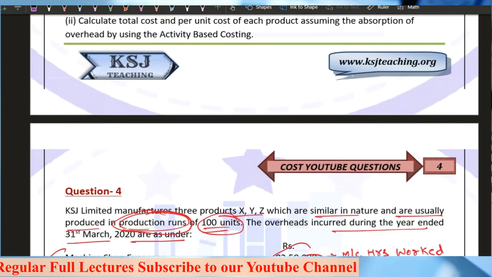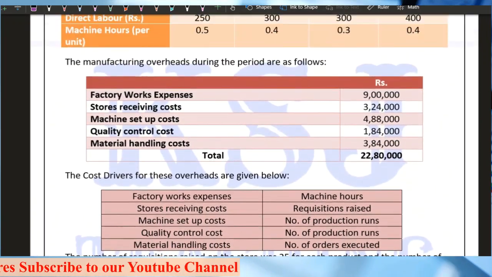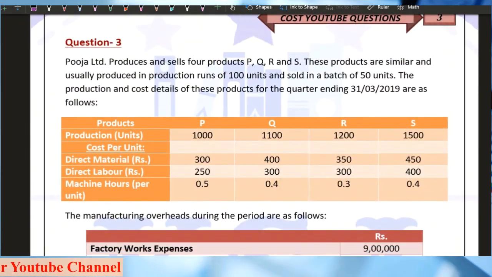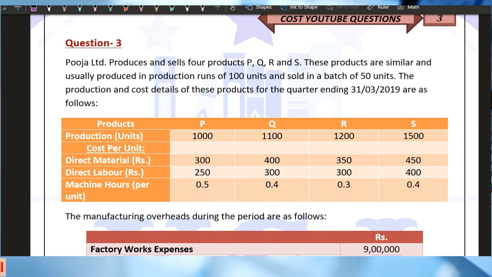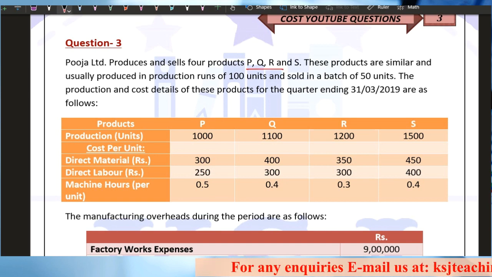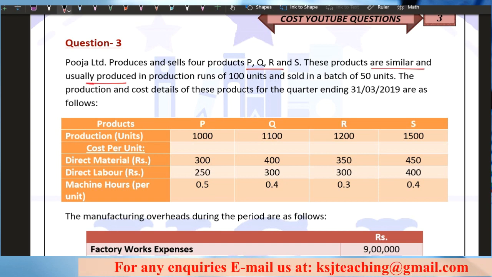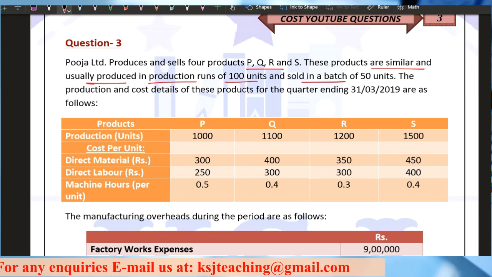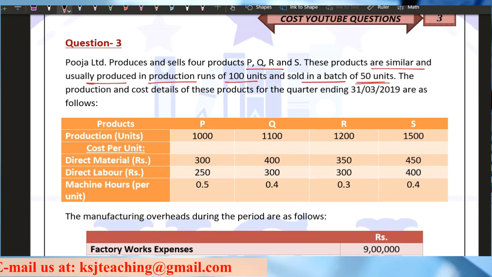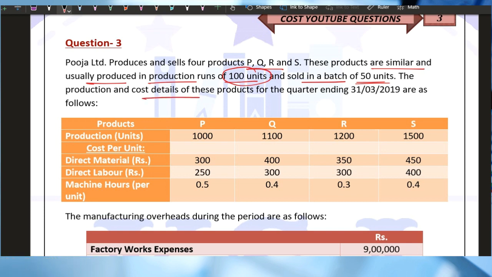Now, let's come to question number 3, and that is the last question of this chapter. With this, we are going to wind up this chapter, right? Let's see. Pooja Limited produces and sells 4 products P, Q, R and S. These products are similar and usually produced in the production run of 100 units and sold in the batch of 50 units. Right? Again, there is a production run of 100 units. Be careful.